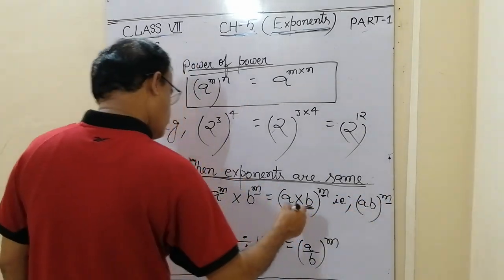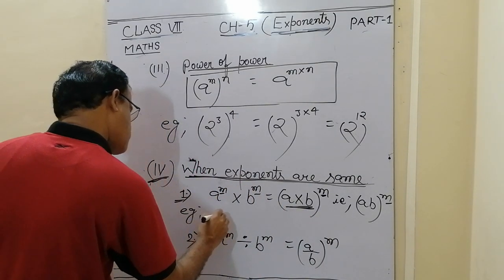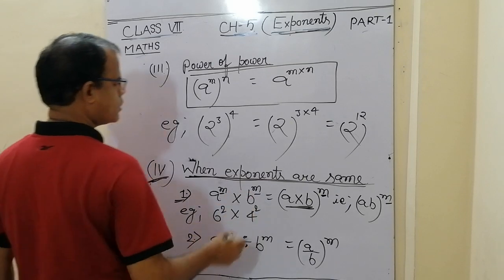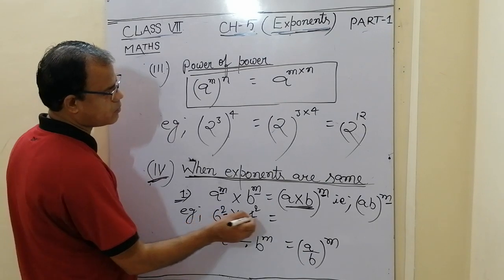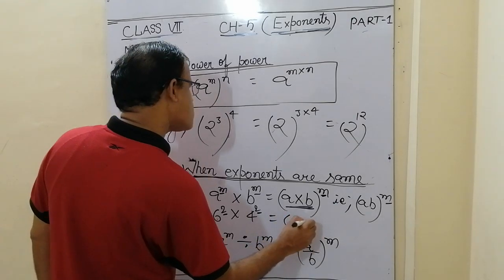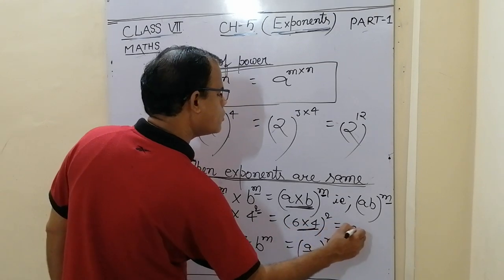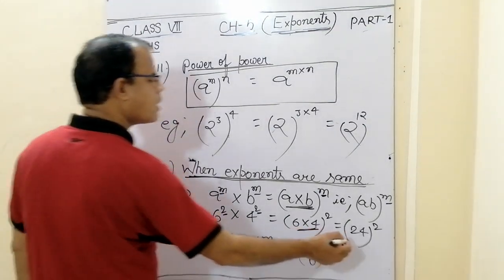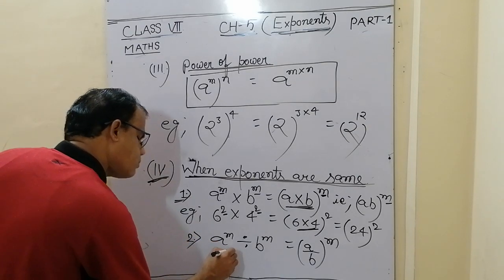To make it more clear, let's take one example. Suppose we have 6 to the power 2 multiply 4 raised to the power 2. So we can write it like that. Here the exponents are the same, 2 and 2, but the bases are 6 and 4. So we multiply 6 multiply 4 raised to the power 2. It becomes 6 fours are 24 raised to the power 2. 24 raised to the power 2 means square. Now let's take some more examples.